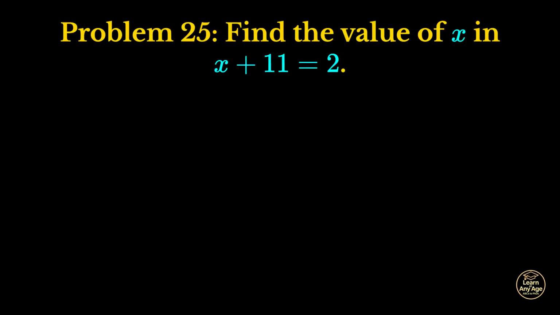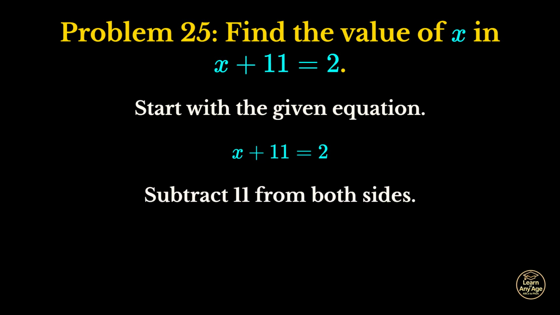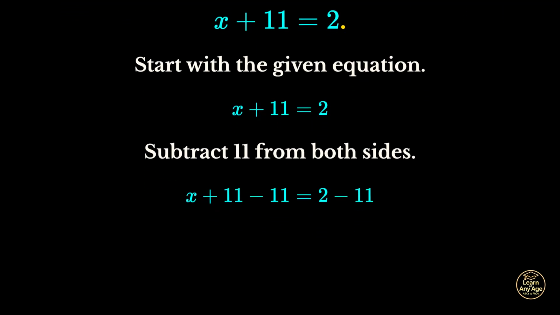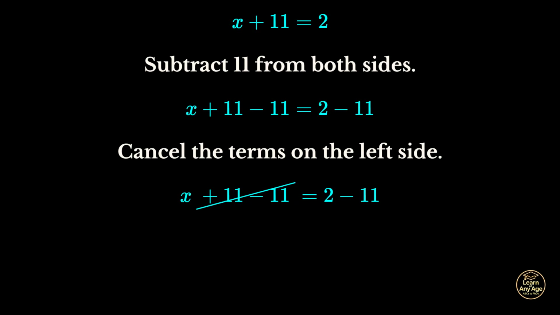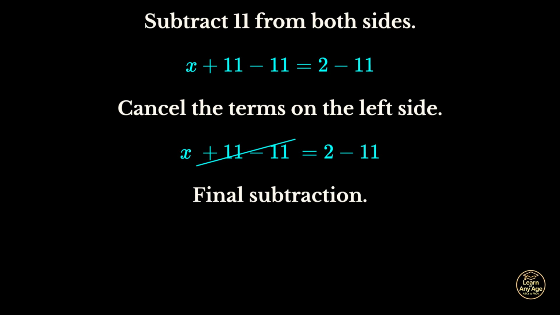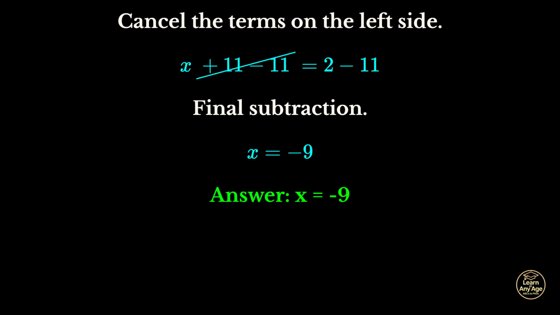Problem 25. Find the value of x in x plus 11 equals 2. Start with the given equation. Subtract 11 from both sides. X plus 11 minus 11 equals 2 minus 11. Cancel the terms on the left side. Final subtraction. X equals minus 9. Answer: x equals minus 9.